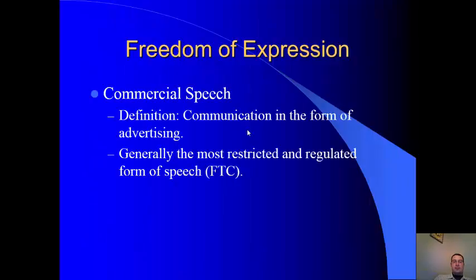Commercial speech, so communication in the form of advertising, is generally the most restricted and regulated. It has to be truthful. You can't falsely advertise, but it is protected speech, though highly regulated.